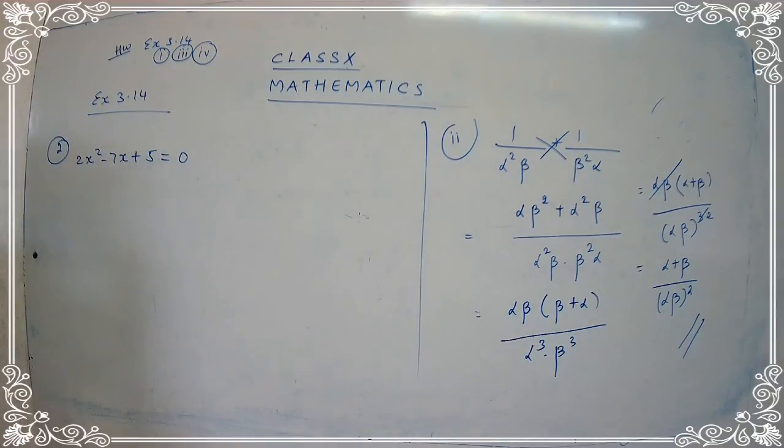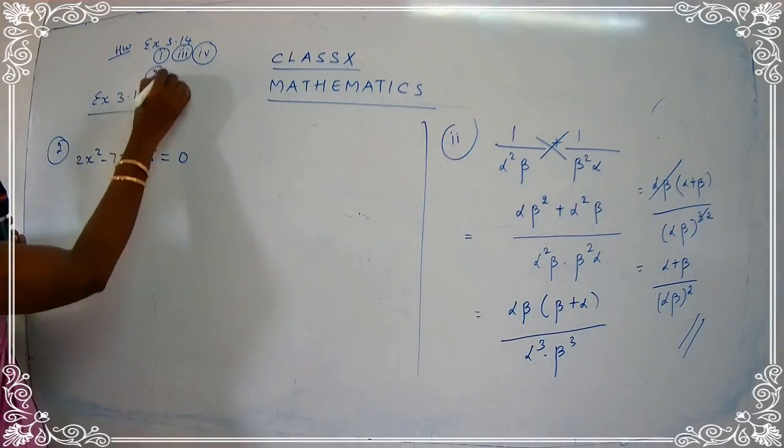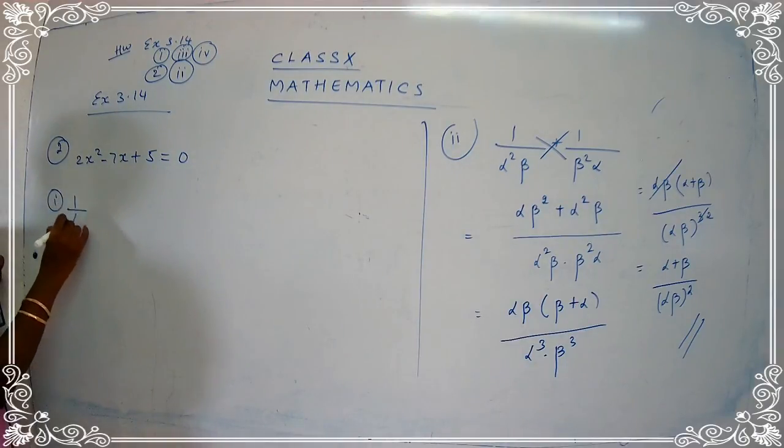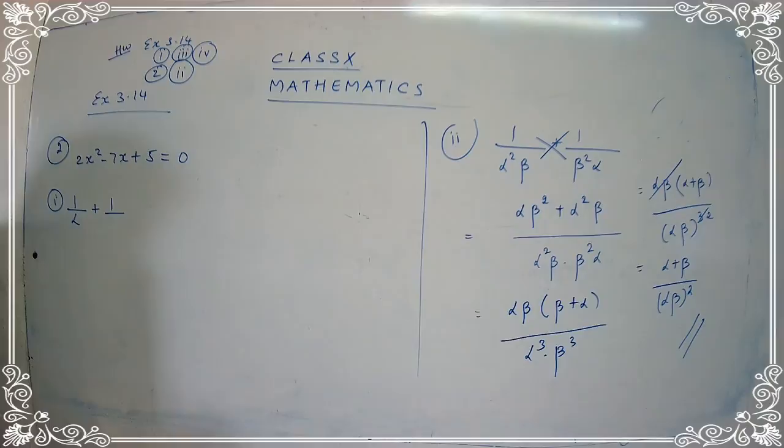Here we have 3 subparts. So from 3 subparts, I'll be doing the first subpart and the third subpart. The second subpart will be your homework. So question number 2, second subpart is your homework. Okay, you're going to try out the second subpart. Shall we proceed for the first subpart children? Okay, let's do the first subpart here. What is the first subpart given? 1 upon alpha plus 1 upon beta.